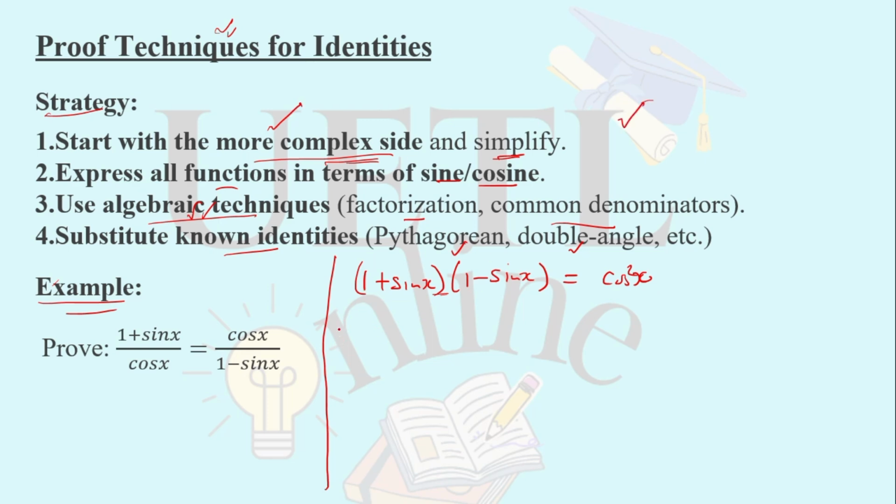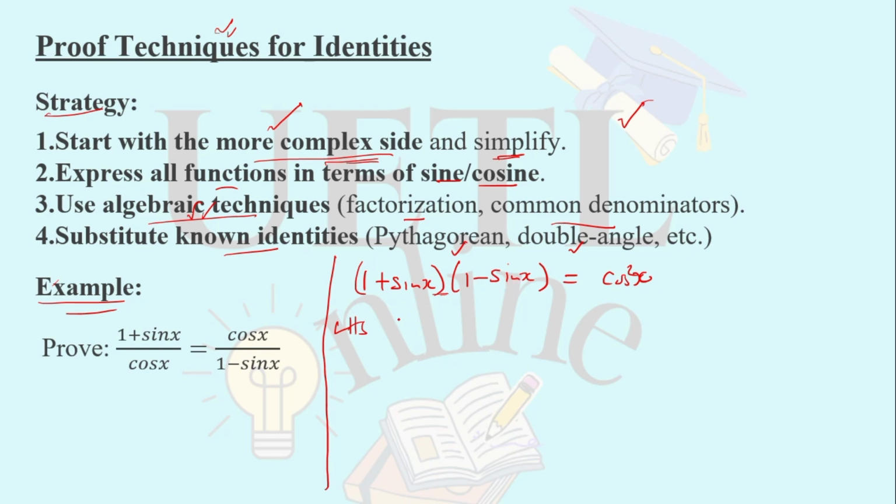Okay, so let's write the left hand side. Here we want to see all functions in terms of sine and cosine, and we can see that all of them are in terms of sine and cosine. Next we are going to use algebraic techniques. Here we can see a difference of two squares: it's 1 plus sine x, and here it's 1 minus sine x. So this is a difference of two squares.